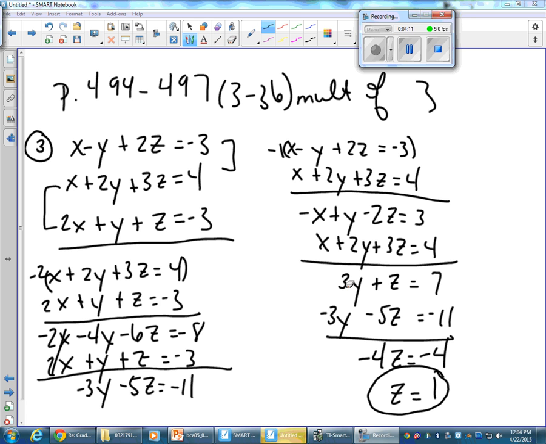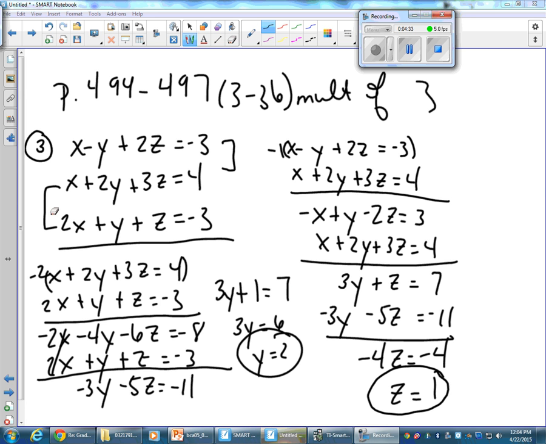Now go back to one of these. I'm going to go to this equation that had a y and a z. I want to pick an equation that just had z and something else. So 3y plus z, which is 1, equals 7. Now let's solve for y. I get 3y equals 6. Divide by 3, y equals 2. So y is 2 and z is 1.